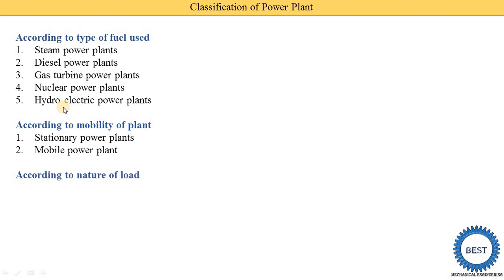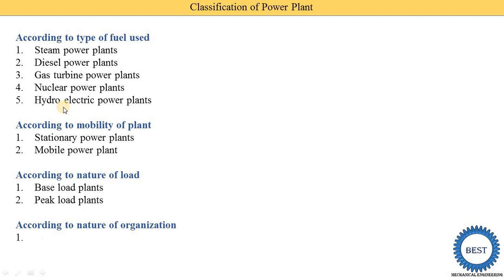The third classification is according to the nature of load. According to the nature of load, there are two types. The first one is the base load and the second one is the peak load. We will understand base load and peak load in detail after completing this classification. The fourth classification is according to the nature of organization. According to the nature of organization, there are the central power plant and the captive power plant. Now we will understand these four words in detail: base load, peak load, central and captive.